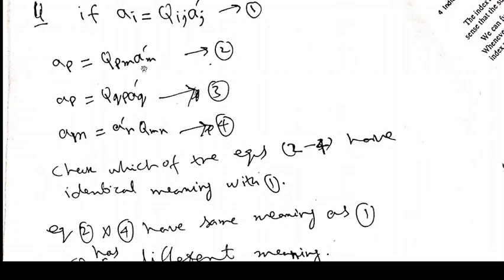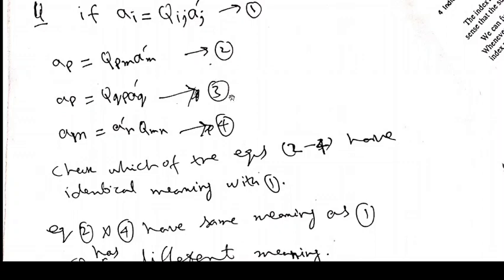We will expand this m: Q11 A1 dash plus Q12 A2 dash plus Q13 A3 dash. Now after expanding the indices, we have the same result as equation number 1. So in that sense we are saying that equation number 2 is similar to equation number 1.